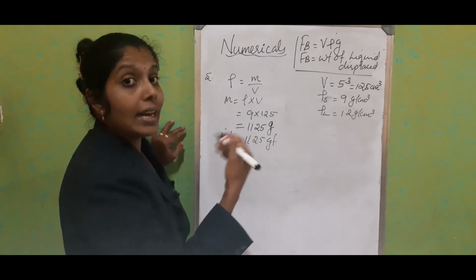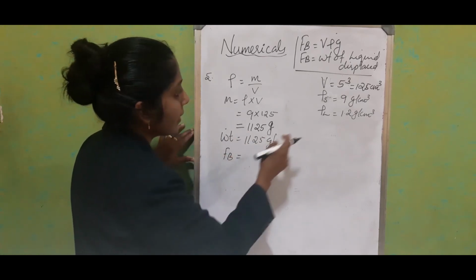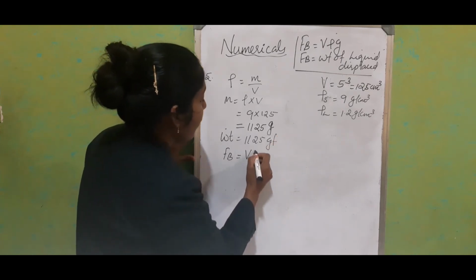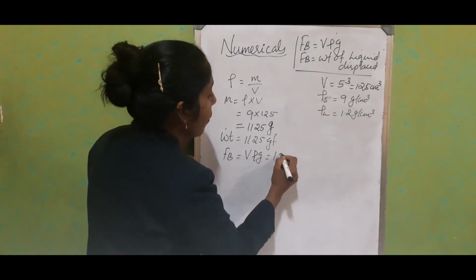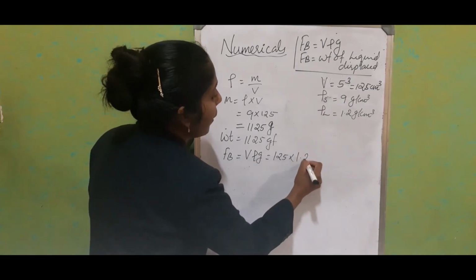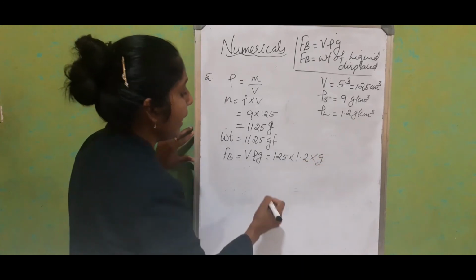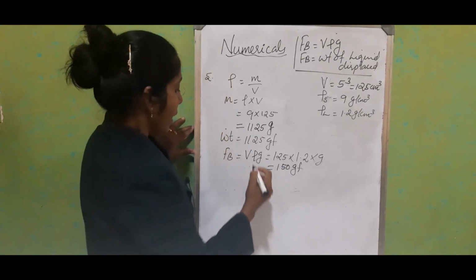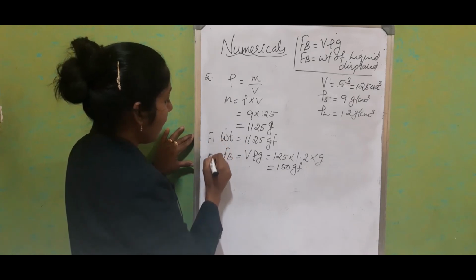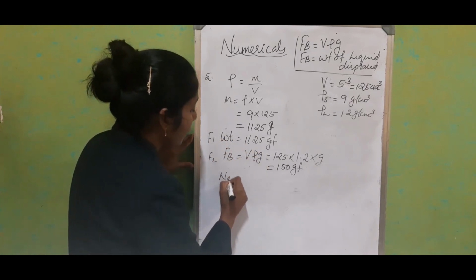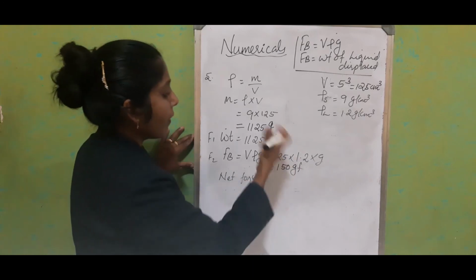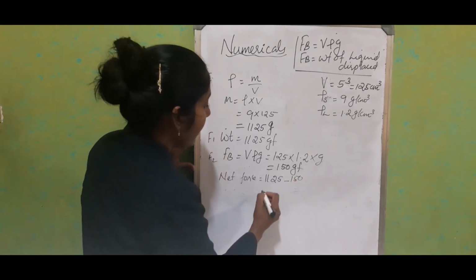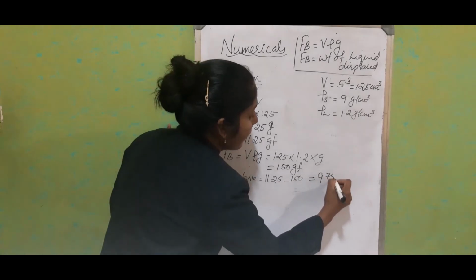Now we will find the upthrust of the body. Upthrust is equal to V rho G. The volume is the same, 125, into density 1.2 into G. Let it be G there. So we get 150 gram force. We can consider this as F1 and this as F2. Now we will find the net force, so we have to subtract: 1125 minus 150 is equal to 975 gram force.